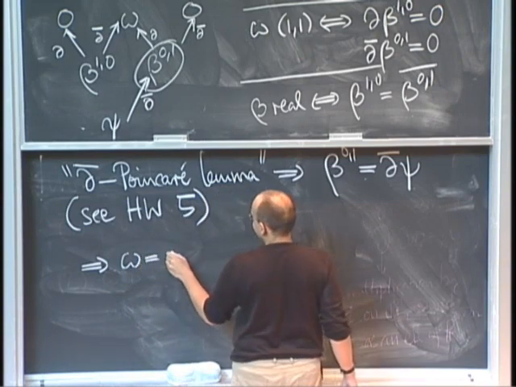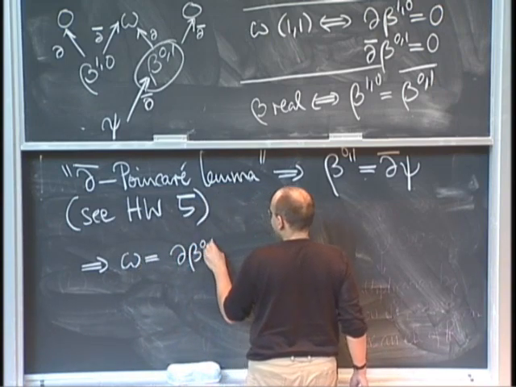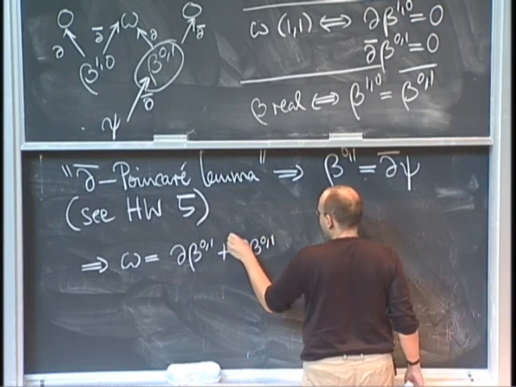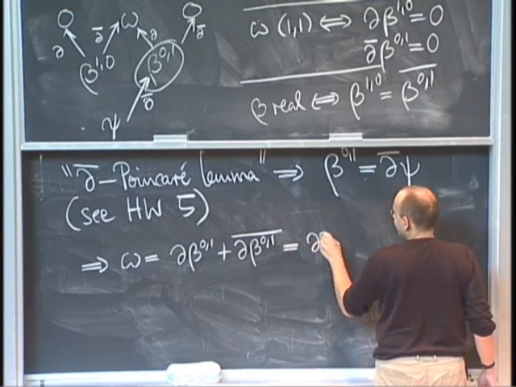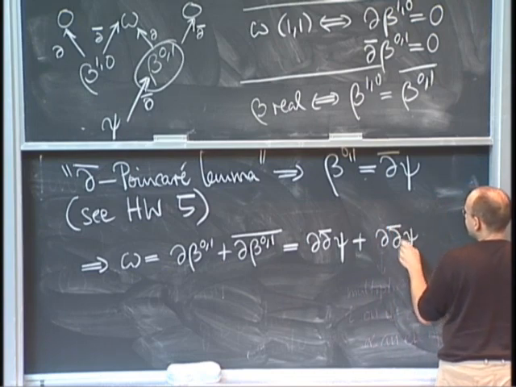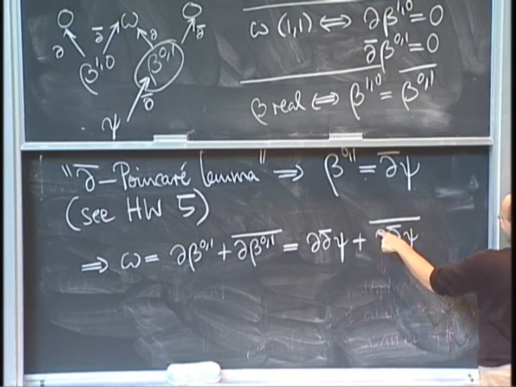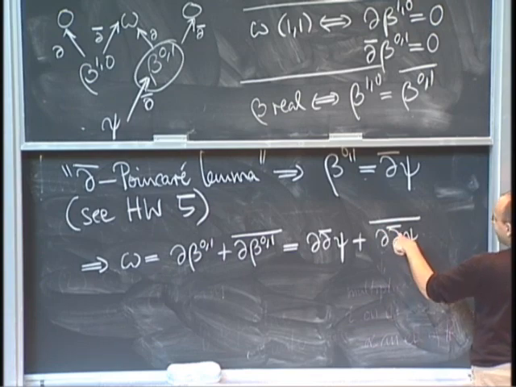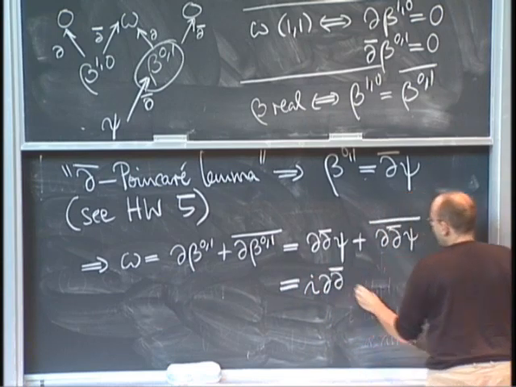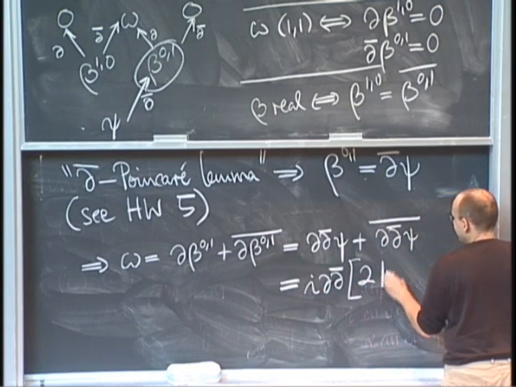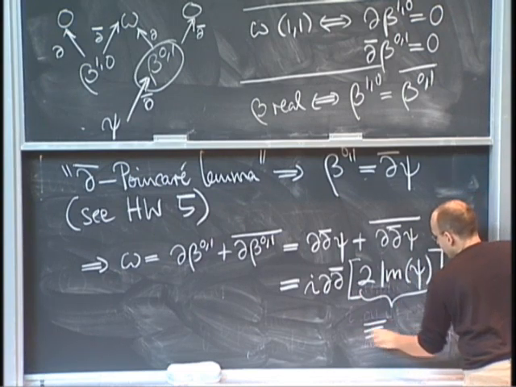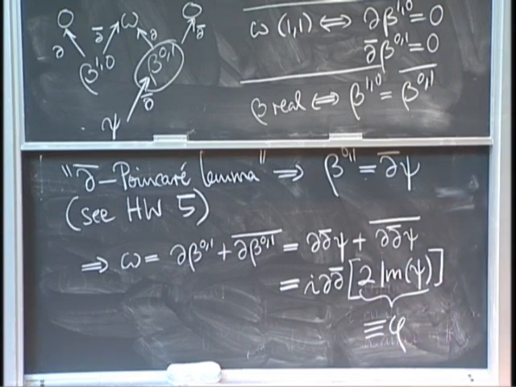So this tells you that omega is del beta 0,1 plus del beta 0,1 bar. So this is del bar psi plus del bar psi bar. So the bar goes separately on the two operators, and then you have to commute them. So this is i dd bar of 2 times the imaginary part of psi. And this is going to be your local potential phi.